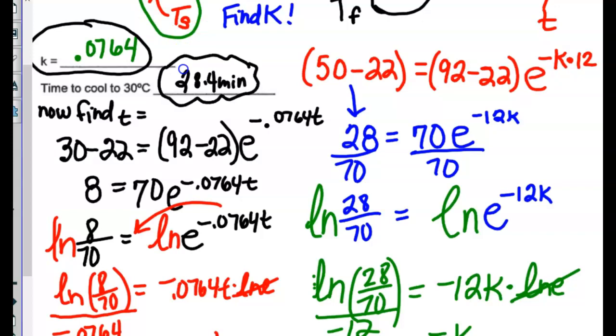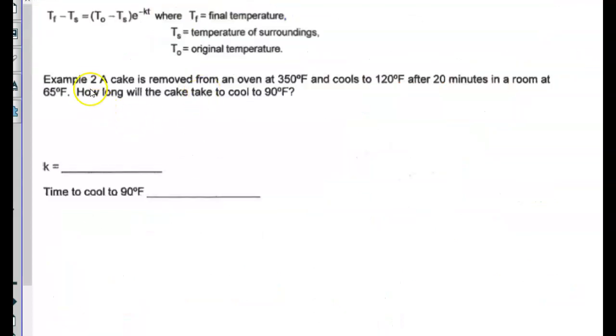All right, so that's Newton's law of cooling. We'll practice it one more time, maybe. Do we get to talk about cake? Oh, I love cake. Okay.